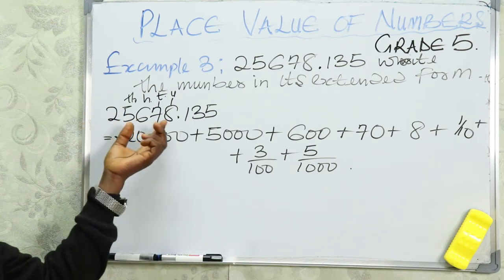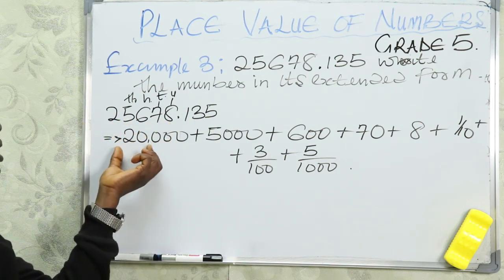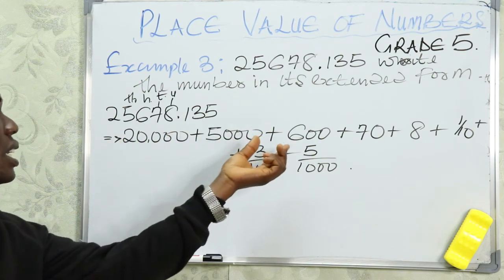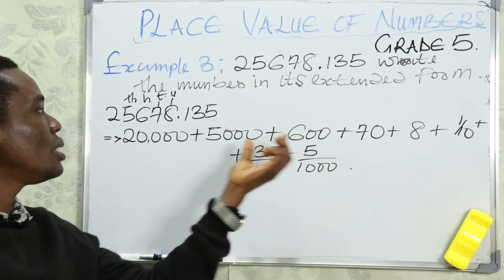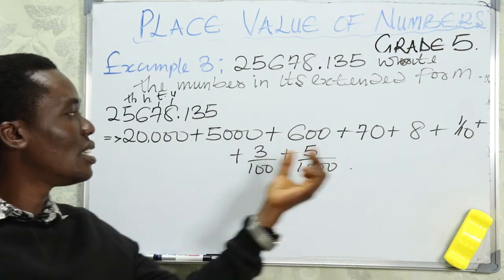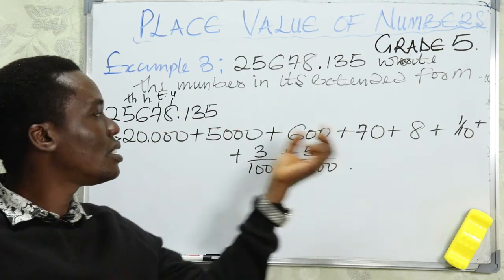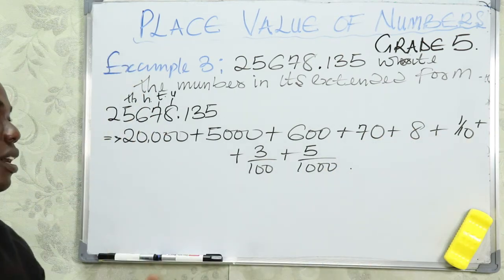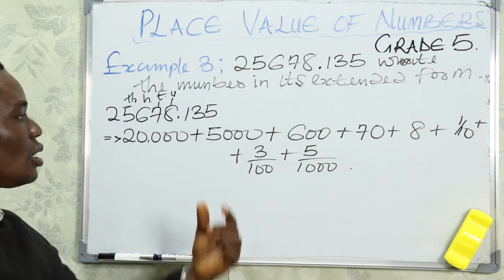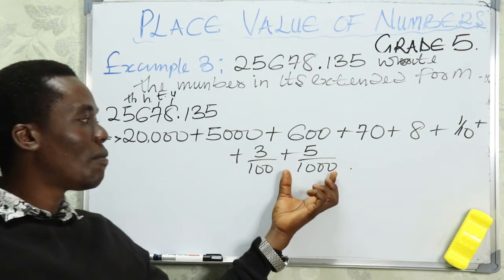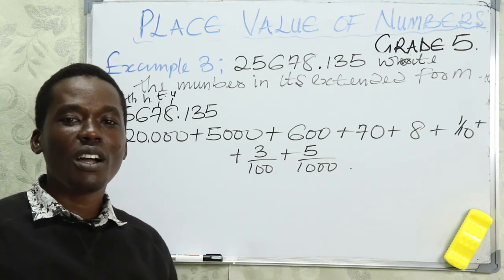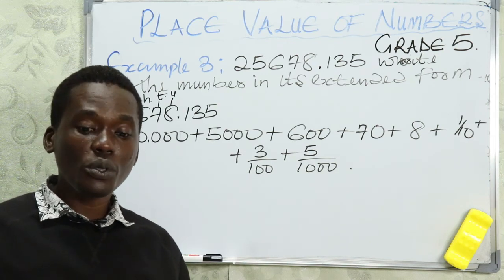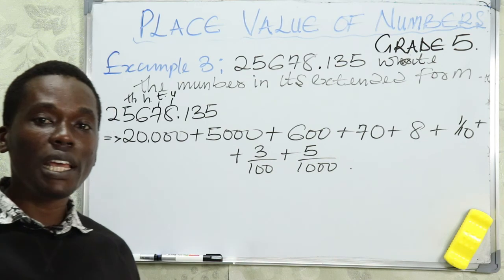2 is in the ten thousands, which is 20,000. 5 is also in the thousand, which is 5,000. 6 is in the hundred, which is 600. 7 is in the tens, which is 70. 8 is in the unit, and this is in the tenths, which is 1 over 10. This is 3 over 100. And lastly, 5 is 1 over 1,000. In any way the question might come, all I want you to know is how to place every number in their value.